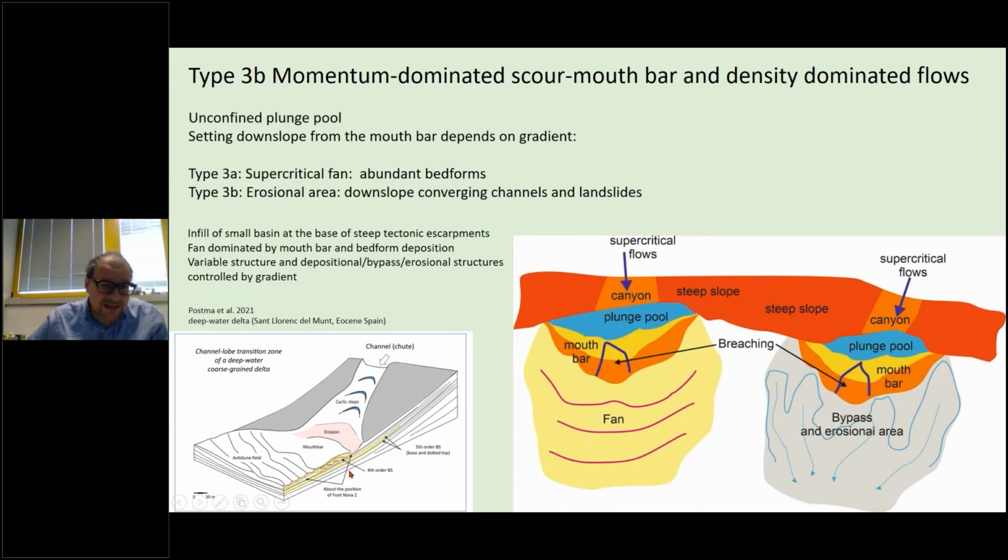This one also has its equivalent in the field, and this one is an example from Bouma et al. 2021, where we see the channel, we see this erosional area that can correspond to the plunge pool, we have the mouth bar, and we have this field of sediment waves further ahead from the mouth bar.